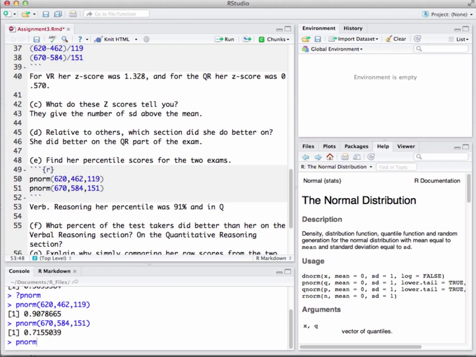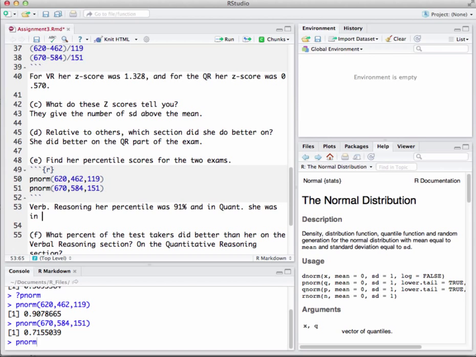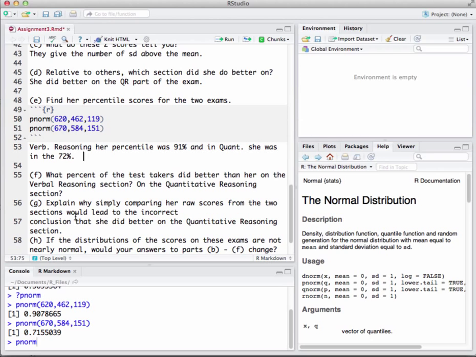and in the quantitative reasoning, she was in the 72nd percentile. Okay, good enough. That'll work, as long as we understand what we're talking about here. Okay, so part F says, what percentage of the test takers did better than her on the verbal reasoning section, on the quantitative reasoning section?